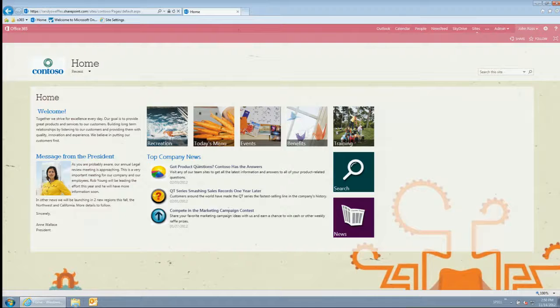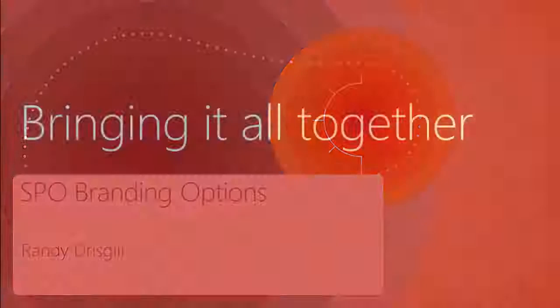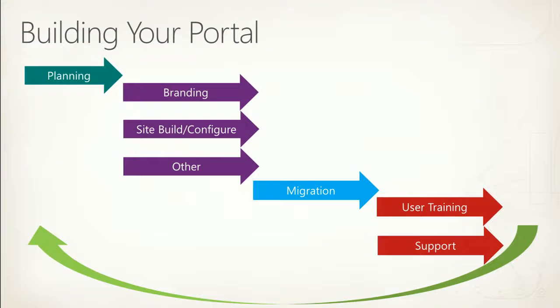So at the very end, we're going to talk about bringing it all together. We talked about all these different pieces, but what do you do with all of this stuff? We're going back to the original arrows. We talked about the planning, we talked about the branding, we talked about the migration. The final piece is migration. There are some new arrows down there at the bottom for user training and support, and we're going to talk about those last 3 arrows in just a second.